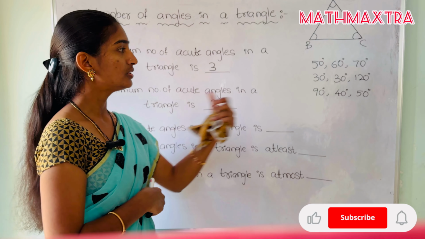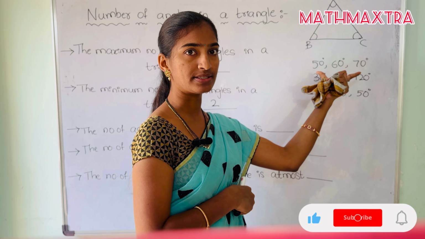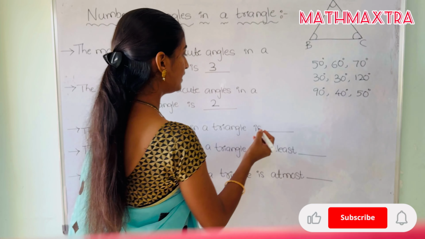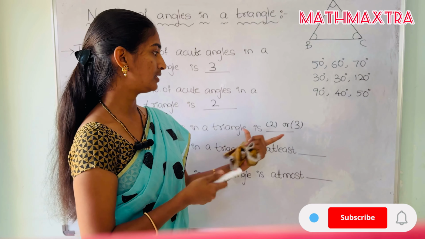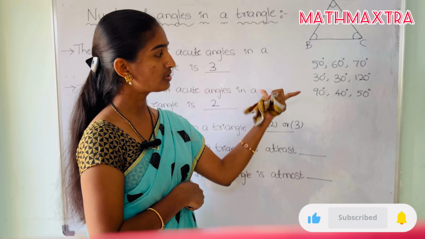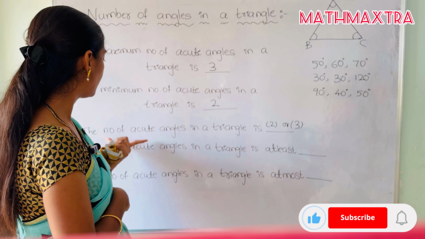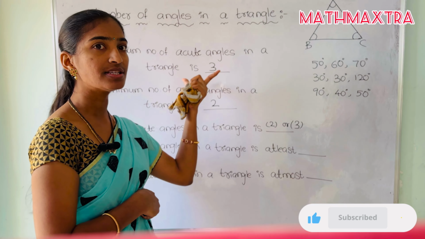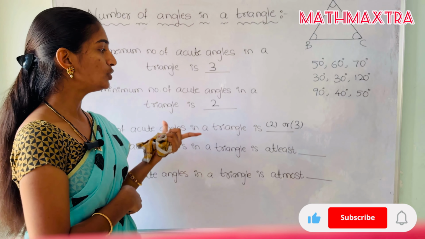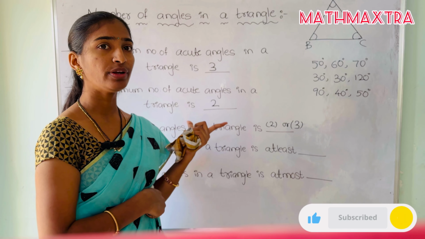How many? There may be a chance of having 2 acute angles. There may be a chance of having 3 acute angles. So that is why this answer is 2 or 3. So observe carefully what is given in the question. In theoretical questions, they may ask this type of points. You should observe the difference in the statements, and only then go for the answers.